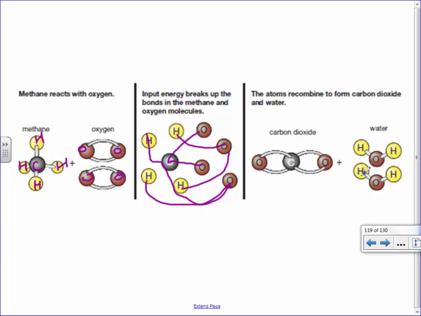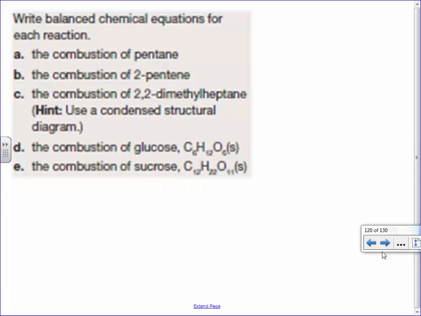They made something new. So here's the task. It's not overly hard, but I need to be able to do this. Can you write a balanced chemical equation for the combustion of hydrocarbons? So this is the first one. We need to combust pentane. Well, it always works like this then.